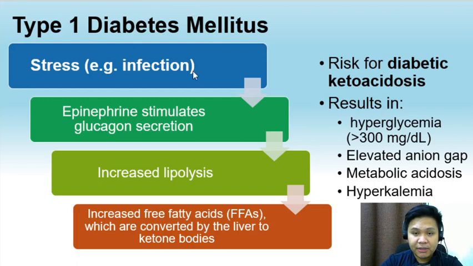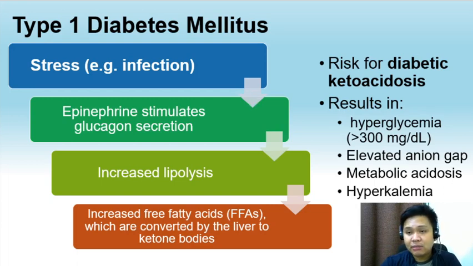In stress, the patient secretes high levels of epinephrine, which eventually stimulates glucagon secretion. Glucagon then increases lipolysis or fat breakdown. Now, with the absence of the hormone insulin, this lipolysis is not inhibited, so it goes on and on. Then eventually you have increased free fatty acid levels in the blood, which are then converted by the liver to ketone bodies. Remember, you have 3 ketone bodies. You have your beta-hydroxybutyric acid, acetoacetic acid, and acetone. Okay? With an increase of these various ketone bodies, the patient goes into acidosis, or what we call diabetic ketoacidosis.